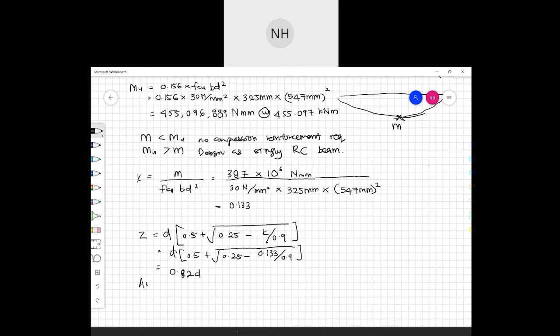And then we need to calculate the AS, which is M divided by 0.95 FYZ.